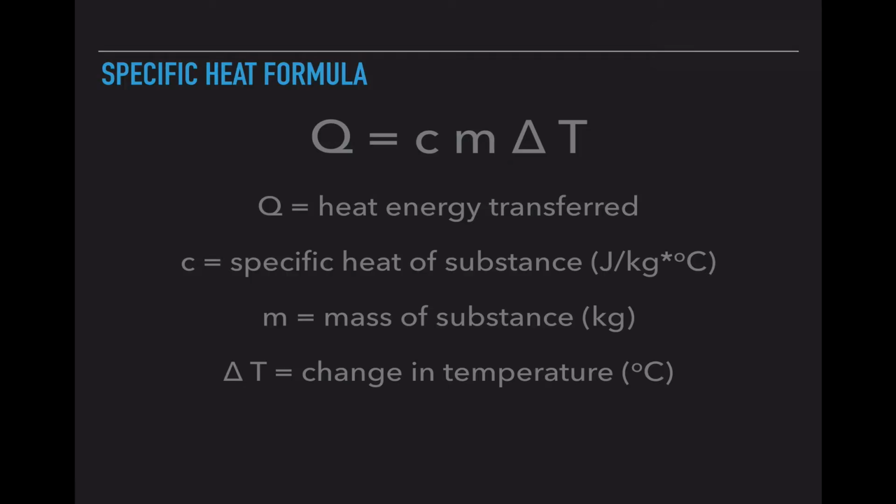We would calculate the heat energy transferred, our Q value, by taking the specific heat of a substance, joules per kilogram degree Celsius, or kilojoules per kilogram degree Celsius, they are interchangeable, times the mass of the substance in kilograms, times the delta T, or change in temperature. Now delta T is found by taking Tf minus Ti, the final minus the initial temperature. It could be positive or it could be negative based on whether we're gaining heat or losing heat. So this is our basic equation.